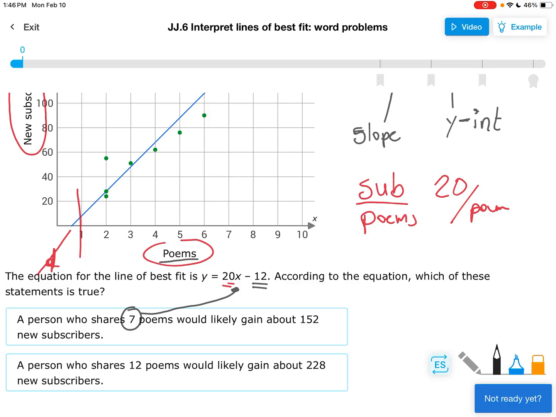So if we do 20 times 7, that's 140 minus 12. 140 minus 12 will not be 152. It would work if it was plus 12, but that's not accurate. Therefore, it must be the second.